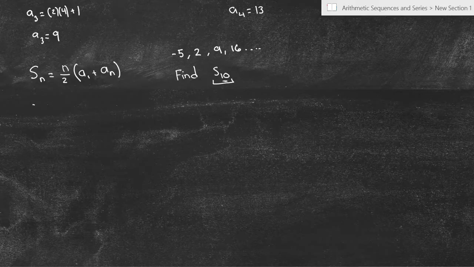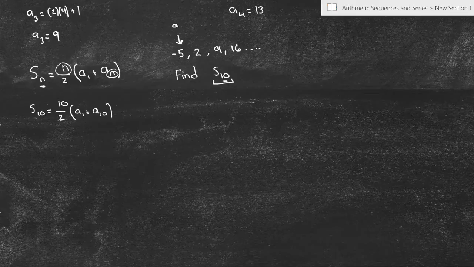So S of 10, and then you can see it again as this n. That's what the 10 comes from. So every time we see n in here, right there and there, we're just going to plug that in. So it equals 10 divided by 2 times a of 1 plus a of 10. Then I'm going to say, okay, I know my a of 1. That's always the first term in the sequence, a1. But I don't know a of 10. I know it's somewhere out here. I don't know what it is. So I've got to figure that out.